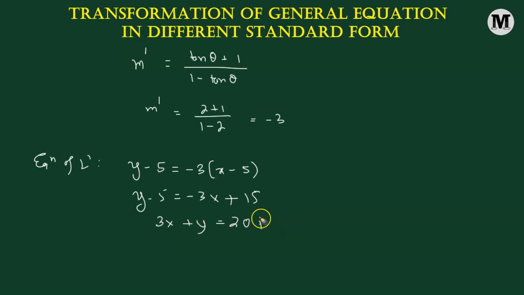So this is the required equation of the line. Thus 3x plus y equals 20 is the required equation.